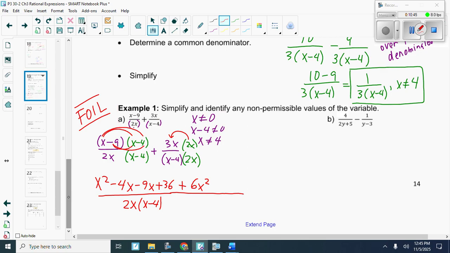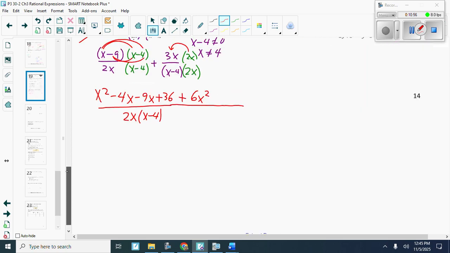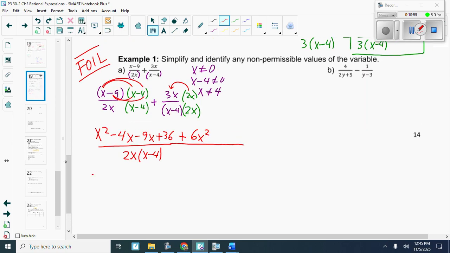From here, now we can collect all of our like terms. How many x squareds do we have altogether? How many x's do we have altogether? And then how many just common numbers do we have? So our answer here is we have an x squared. 1 plus 6 gives us 7x squareds. -4 and -9 gives us -13x's. Plus 36 all over 2x, x minus 4. State our NPVs.